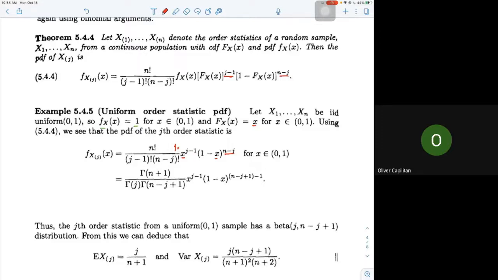Okay, so using, again, the gamma function, if we have gamma of t plus 1, that would be equal to t factorial. So that means n factorial can be expressed as gamma of n plus 1. And then the j minus 1 factorial there can be expressed as gamma of j.